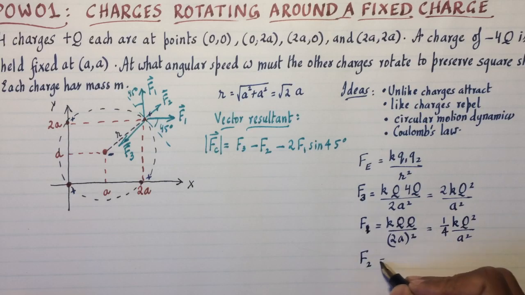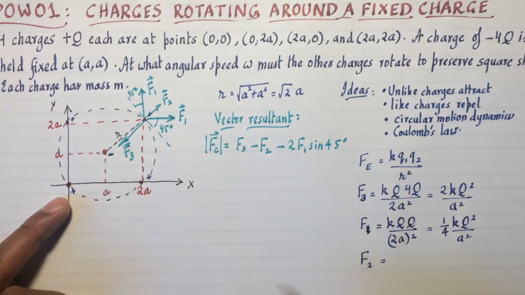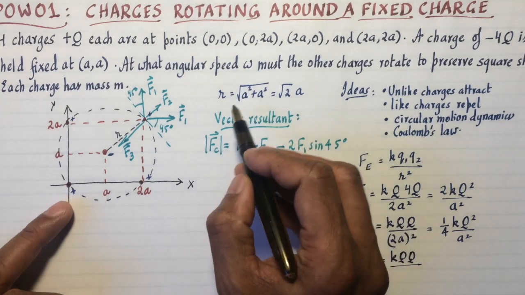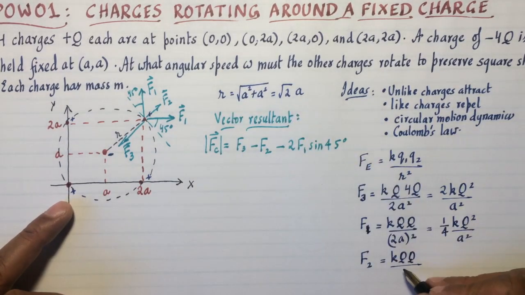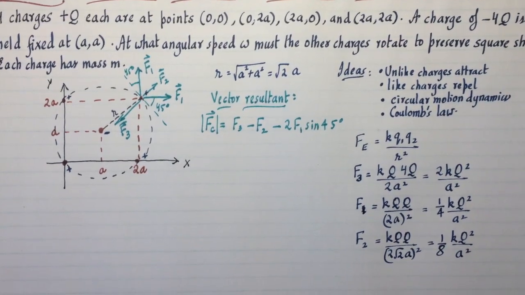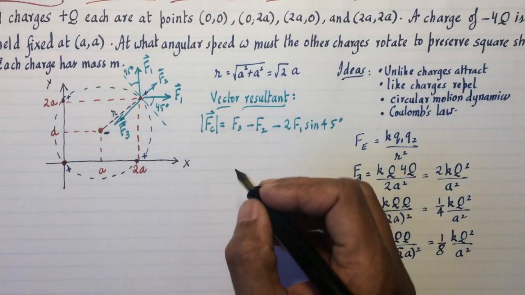And finally, F2, the smallest force, is going to be Q and Q separated by a distance 2R. So that's KQQ over 2 times R. That's going to be 2 times root 2 A squared. So when you do this, 2 times root 2 squared is 2, and 2 squared is 4. 2 4s are 8. So those are the forces, magnitudes. Let's substitute all this over here.